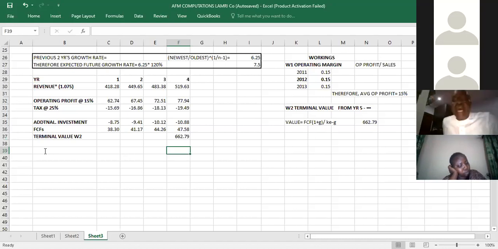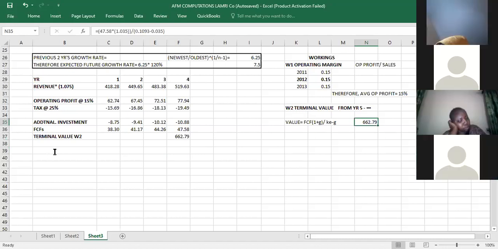Are we supposed to take it to year 4? Yes. I'm sorry, this value is supposed to be multiplied by the discount factor of year 4 before you can use it. So I'll discount using year 4. Okay, it will still work. Okay, you're right.